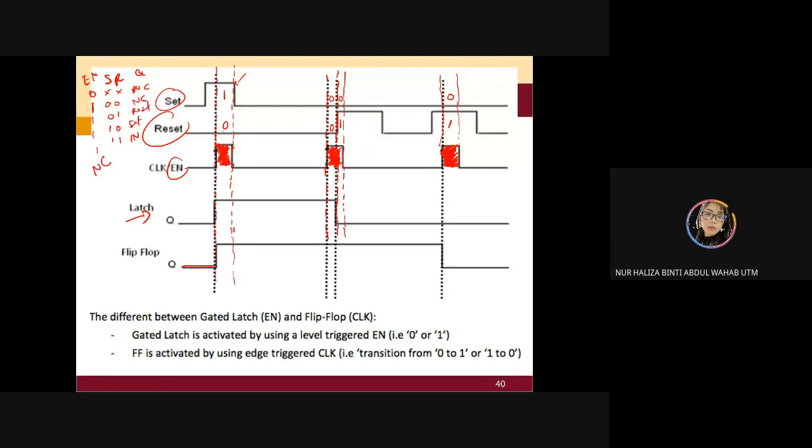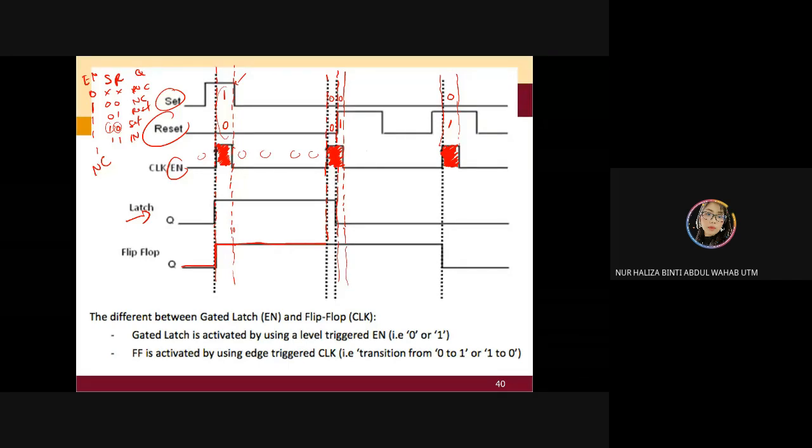I need to see the input. S1, R0, I'm going to change to set. Set is 1. So I stop here. I can see this is 0, 0, 0 for my N. So nothing changed here until I meet another 1. I meet another 1 here, and my 1, I have several changes in this.